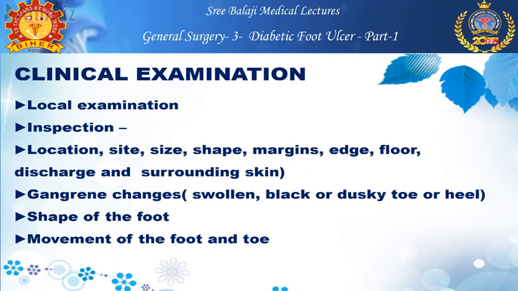This discoloration of the toes indicates gangrenous changes. The toes can be swollen, black, dusky. It can occur in the toes or in the heel also. The shape of the foot is very important to know whether there are any underlying Charcot changes. Movement of the foot and toes is also important.